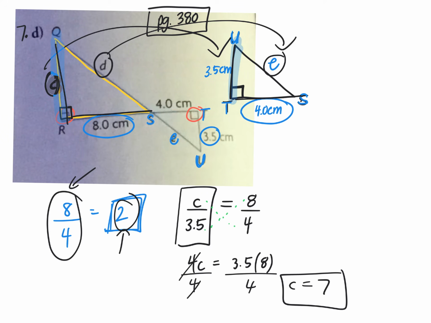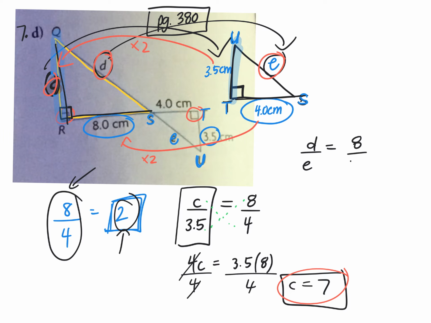Now this one is a simple question. You could have done that in your head. You could have looked at it and said, okay, well 4 times 2 is 8, which means 3.5 times 2 has to give me that. What's 3.5 times 2? 7. This one was just very simple numbers. Okay, so because we have two unknowns now, I would say D over E equals 8 over 4, but if you have two variables and you cross multiply, you're not going to be able to solve this, right?